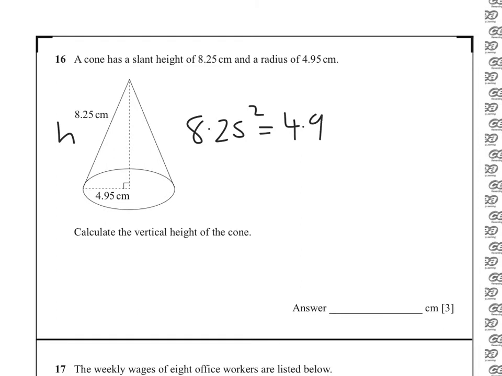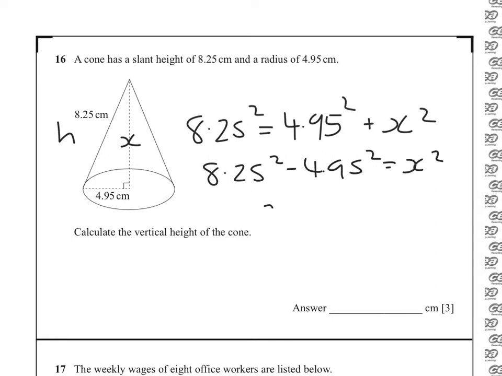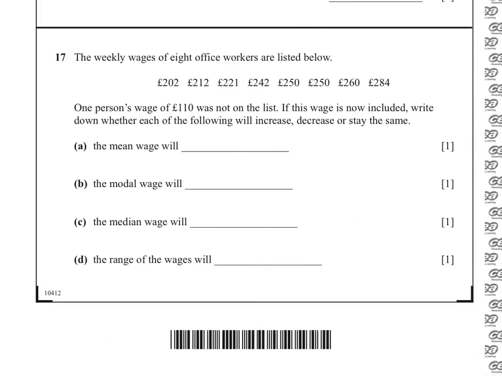Here we have a Pythagoras question, and this is our hypotenuse, and the square of the hypotenuse equals the sum of the squares of the other two sides. So if we do 8.25 squared take away 4.95 squared, we'll get x squared, and that gives us that x squared is 43.56, and if I take the square root of that, I get that the height of the cone is 6.6.